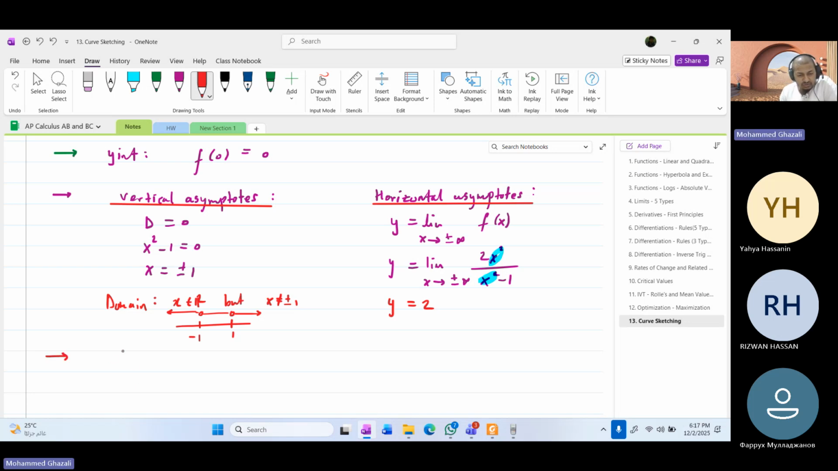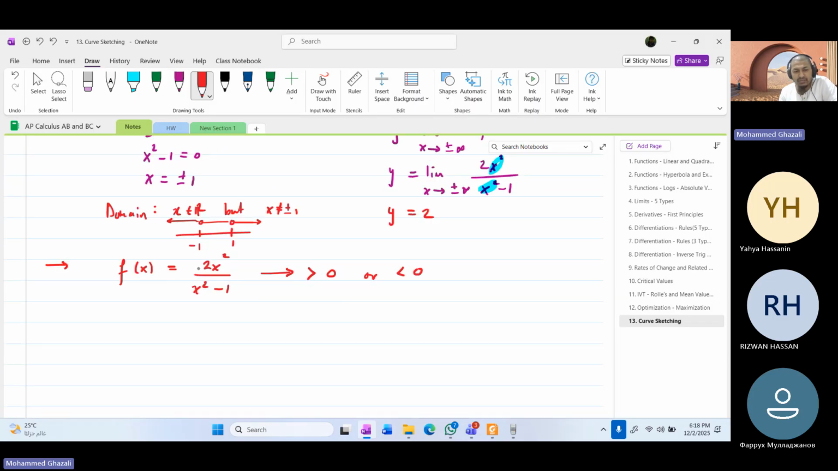Now, let's move on. We want to find when f of x is greater than 0, when f of x is positive and when f of x is negative. That's what we're looking for. So we draw a number line by factoring everything out: 2x squared over (x plus 1)(x minus 1).